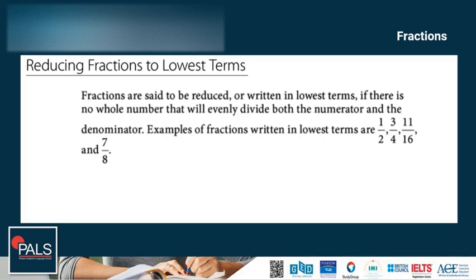Let's proceed to reducing fractions to lowest terms. Fractions are said to be reduced or written in lowest terms if there is no whole number that will evenly divide both the numerator and the denominator. Examples of fractions written in lowest terms are 1/2, 3/4, 11/16, and 7/8. Why? Because no whole number will evenly divide both the numerator and the denominator. Let's look at some examples.